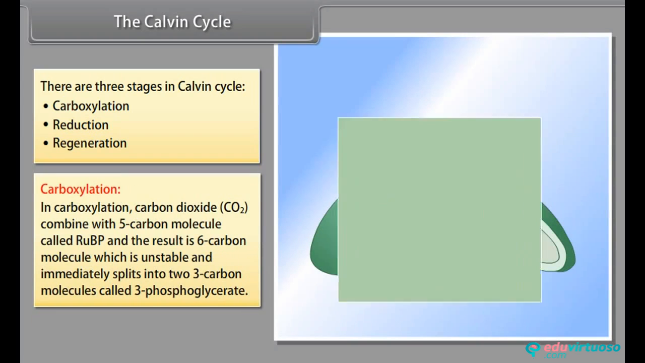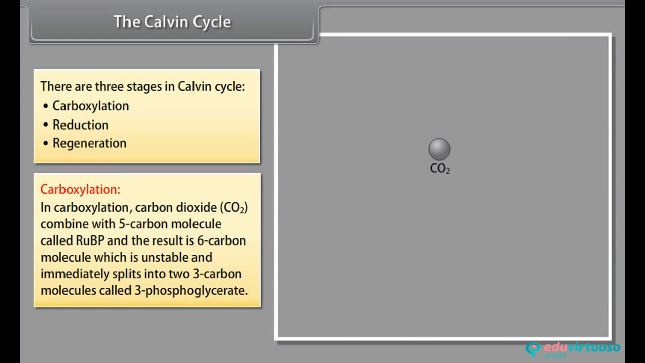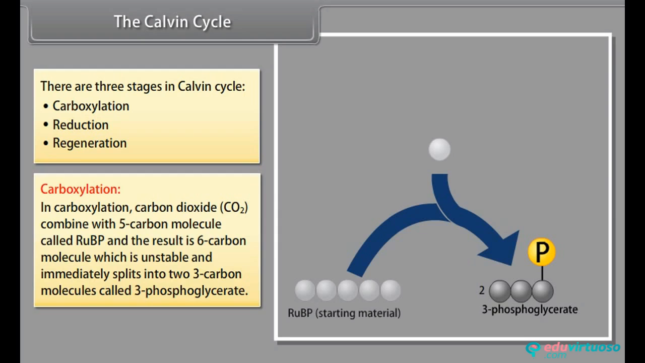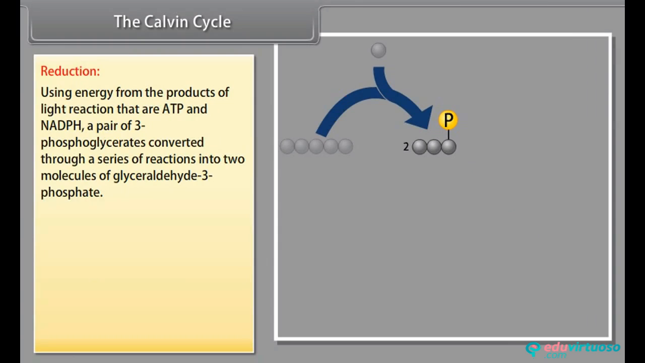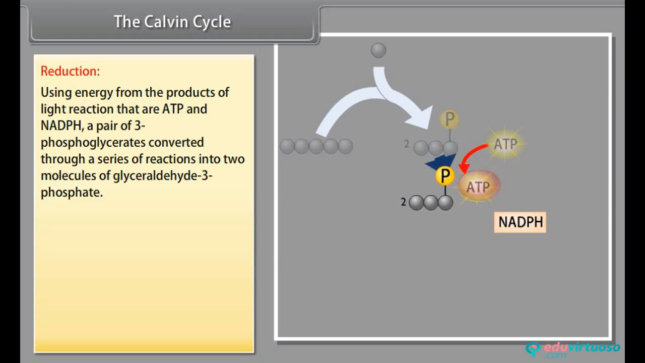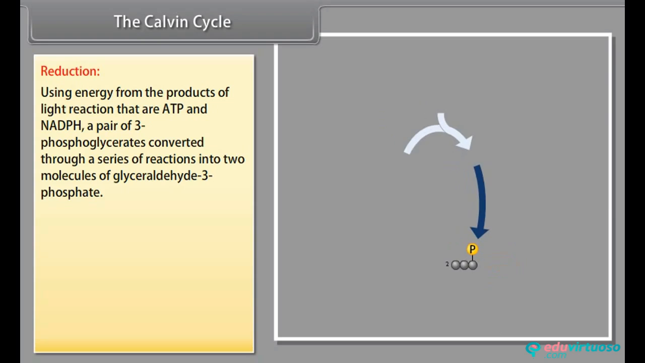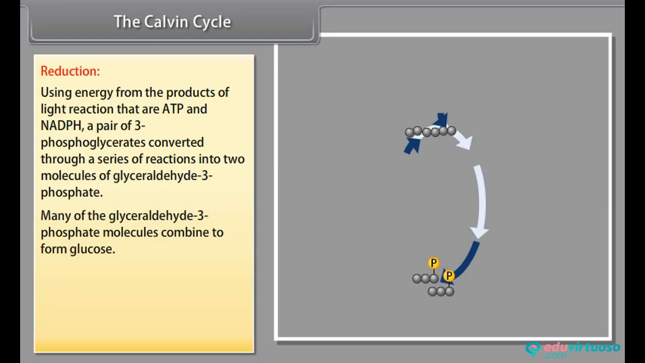Carboxylation. In carboxylation, carbon dioxide, CO2, combines with a 5-carbon molecule called RuBP, and the result is a 6-carbon molecule, which is unstable and immediately splits into 2 3-carbon molecules called 3-phosphoglycerate. Reduction. Using energy from the products of light reaction, that are ATP and NADPH, a pair of 3-phosphoglycerates is converted through a series of reactions into 2 molecules of glyceraldehyde 3-phosphate. Many of the glyceraldehyde 3-phosphate molecules combine to form glucose.